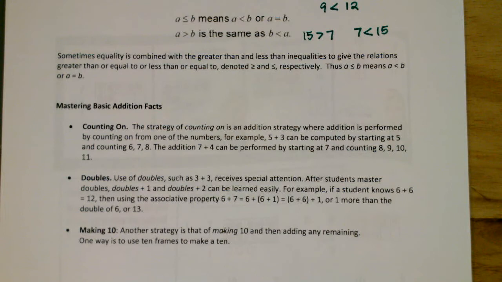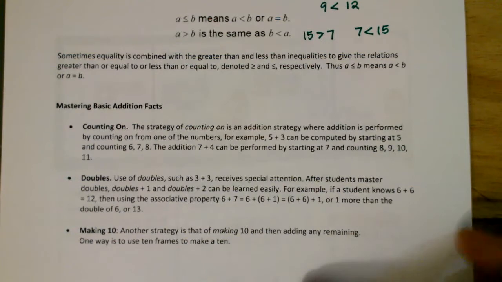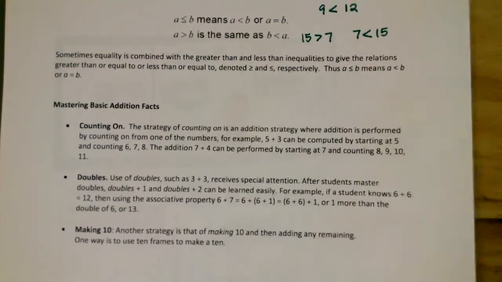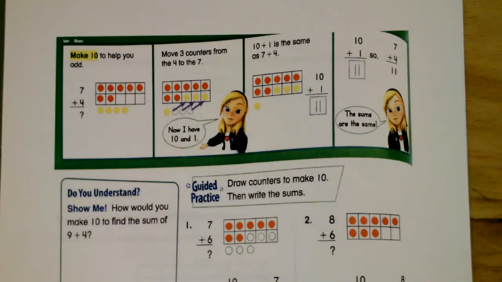So that's the doubles approach. And then making 10. Another strategy of making 10 would be adding any remaining, making the 10 and then adding the remaining, okay? And one way is to use 10 frames to make a 10. Like on the next page of this handout, you're gonna see a strategy for making 10.